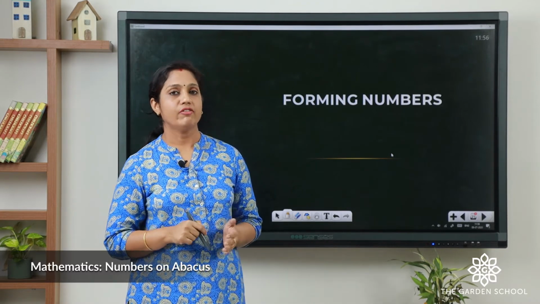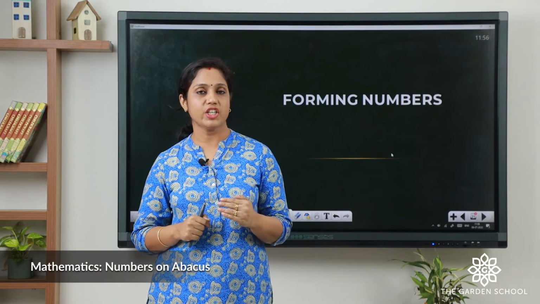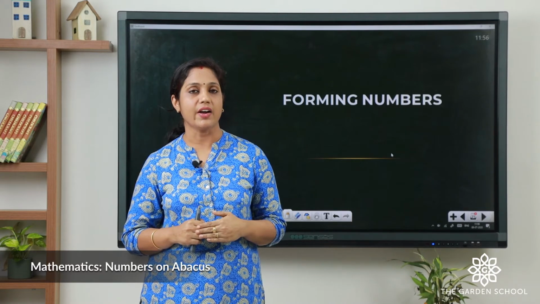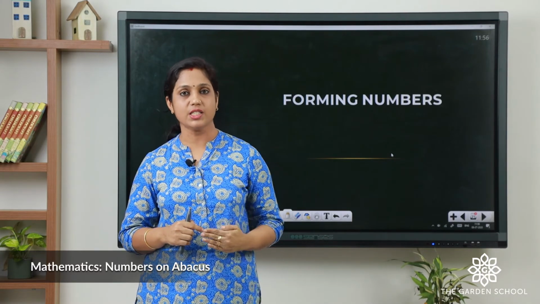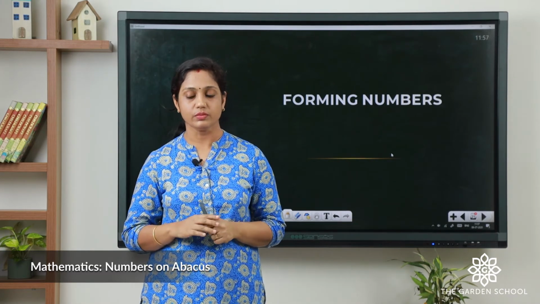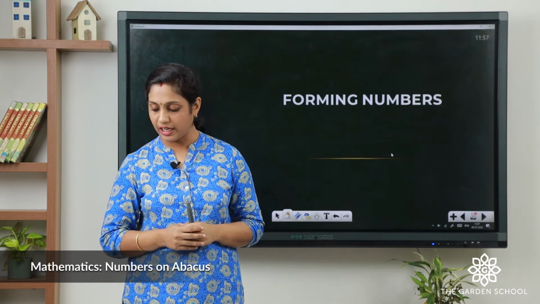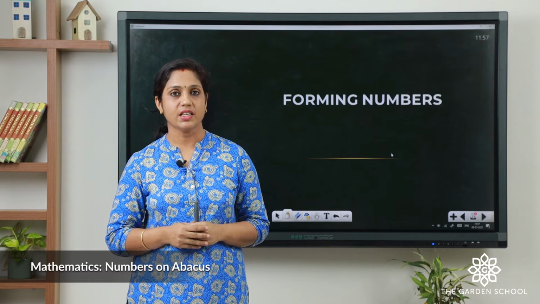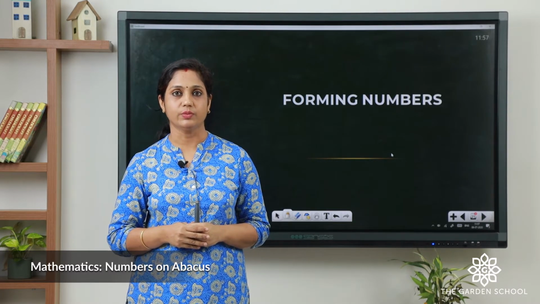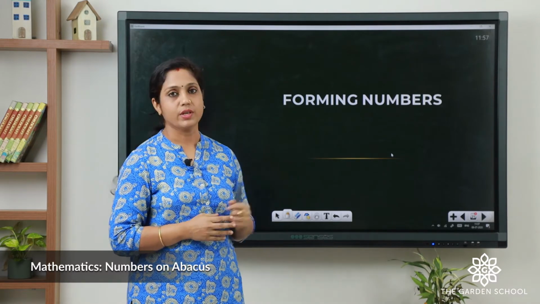So now we have learned ascending order and descending order. What is ascending order? Arranging the numbers from the smallest to the biggest. And in descending order, numbers are arranged from the biggest to the smallest. So hope you are clear with ascending and descending order. In your text, page number 11, there are some exercises that you can do. You have to arrange them in ascending and descending order. Now let's move on to the next class, forming numbers.